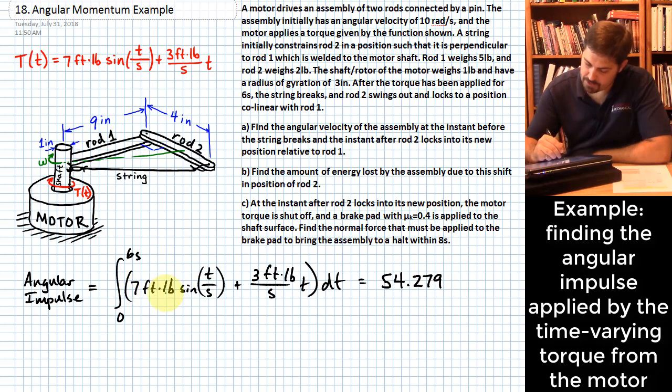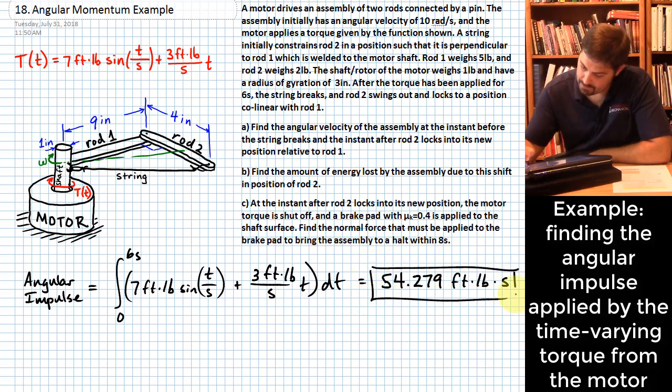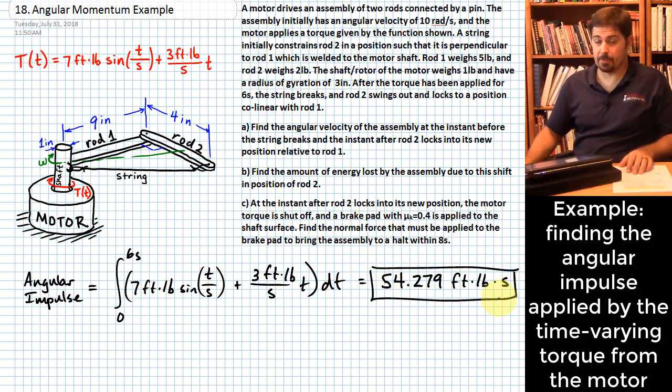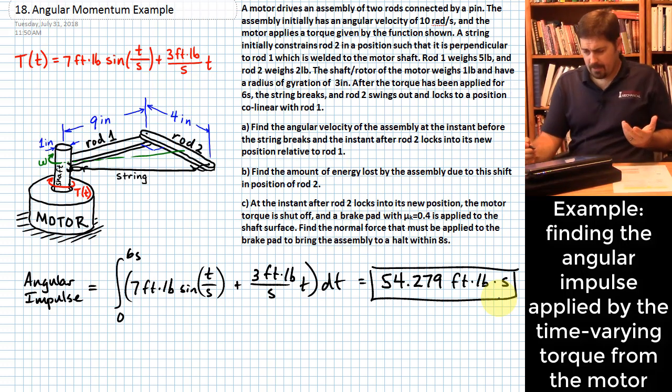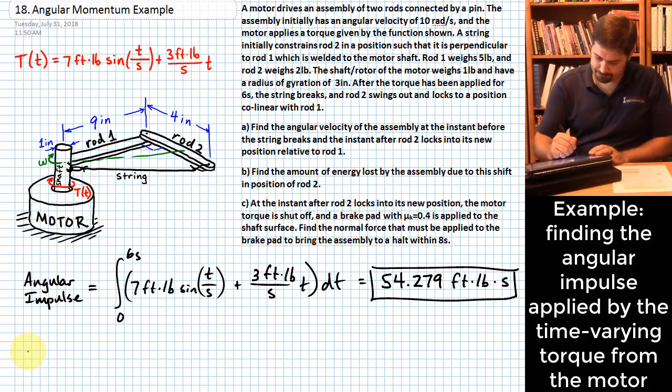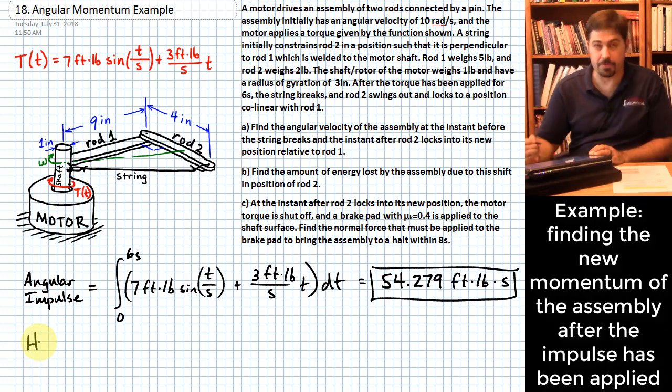And let's think about what these units would be. This would actually be foot-pound seconds. That is the angular impulse that is applied over those 6 seconds. Well, what do I do with that? Well, this is the change in the angular momentum. So that means that the angular momentum, and h is one of the variables that's often used for this, so I'll just go ahead and use that.